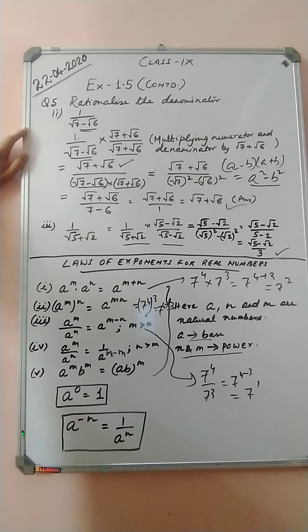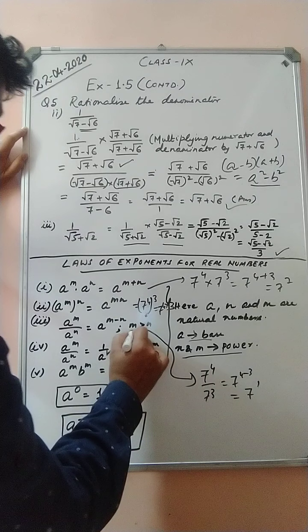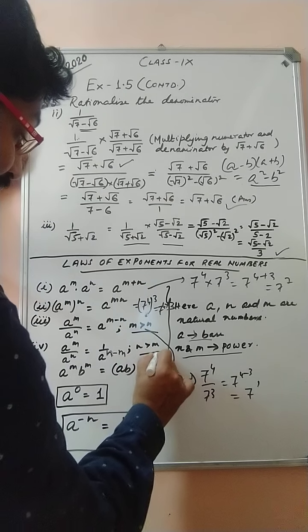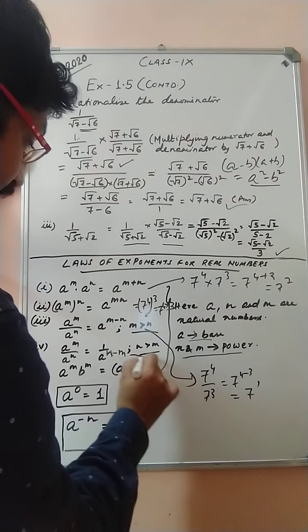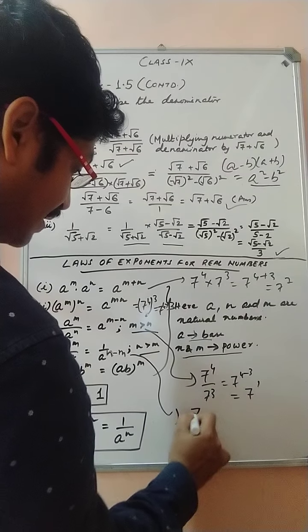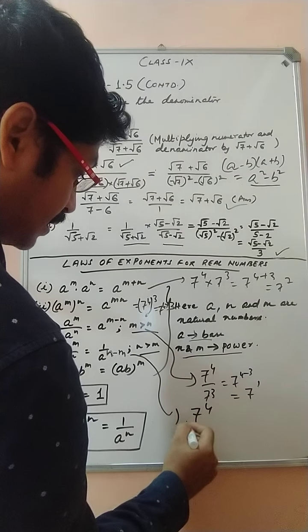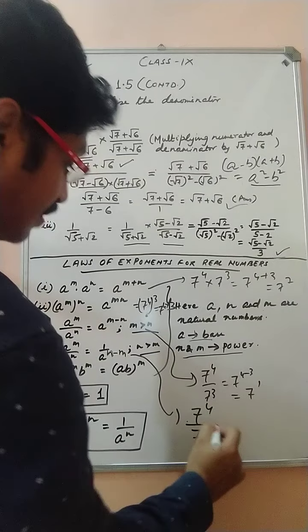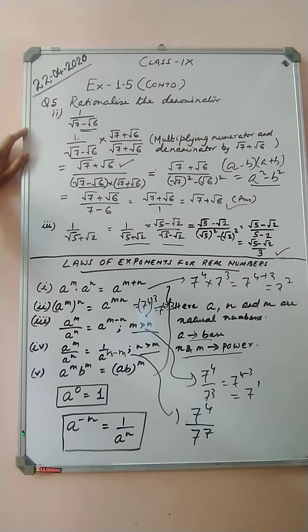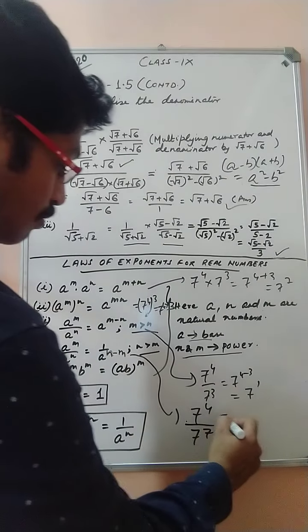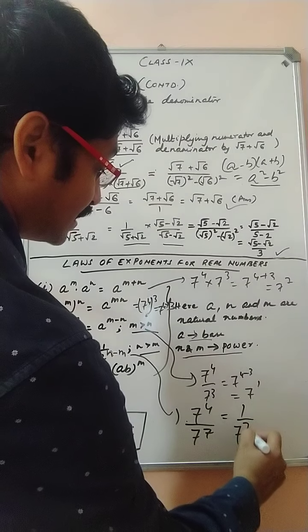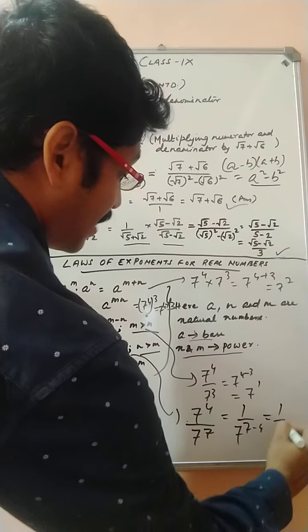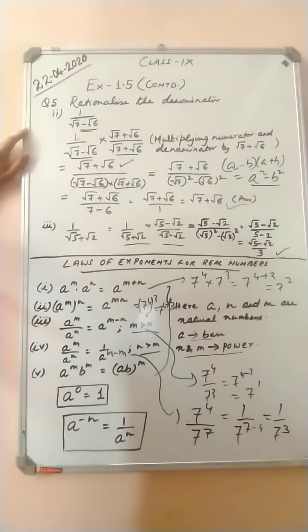Now a to the power m by a to the power n equals 1 by a to the power n minus m, when n is greater than m. You see the difference: here m is greater, here n is greater. Taking an example the same way, 7 to the power 4 by 7 to the power 7. Here n is greater, so it will be 1 by 7 to the power 7 minus 4, that is 1 by 7 to the power 3.